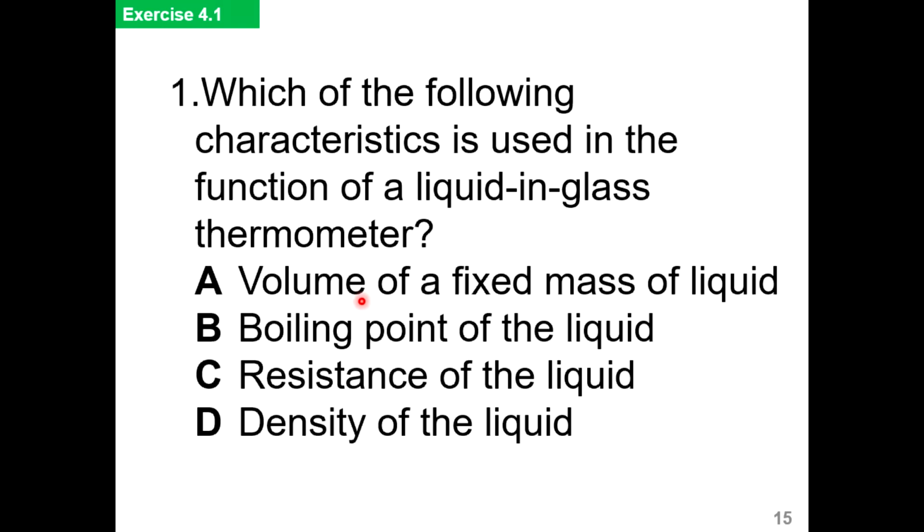Just like for mercury, when mercury absorbs heat, the temperature will increase, hence it will expand. When the mercury expands, it means that the volume will increase. Since the mercury is in the stem of the tube, the capillary tube, when the volume increases, the height of the mercury increases, which means the length of the mercury increases. So the length of the mercury in the liquid in glass thermometer represents the temperature. So the answer is A.